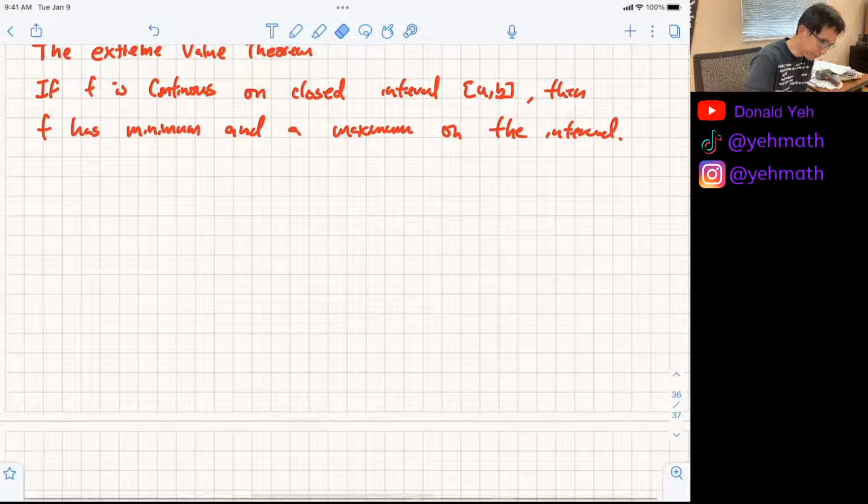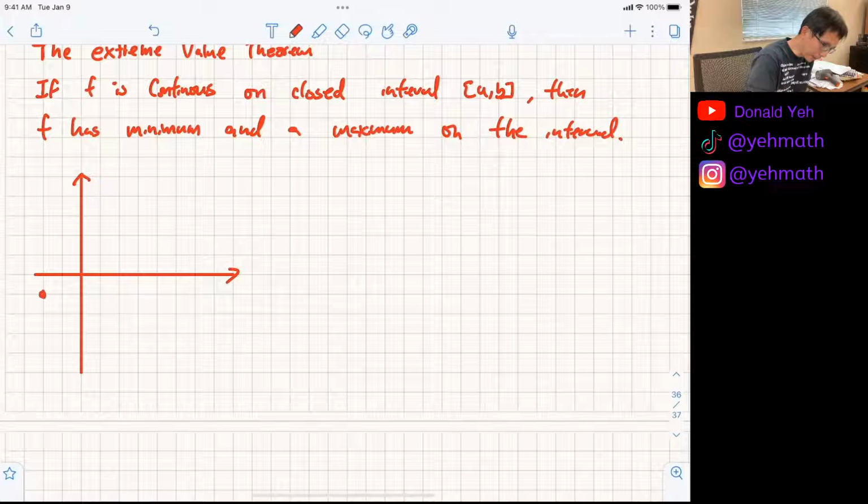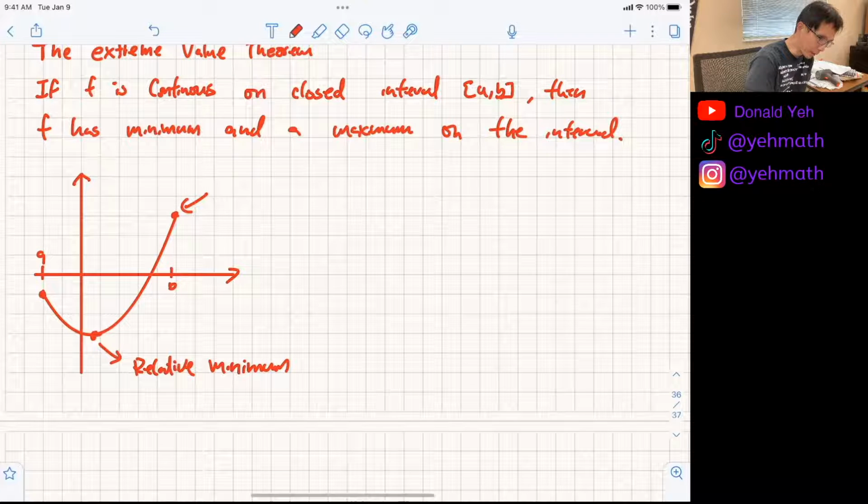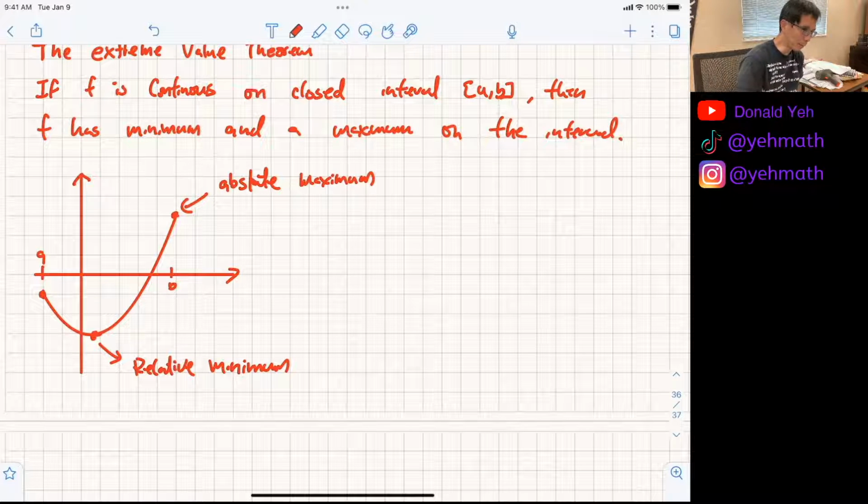Now, if I have some graph like this, so this is A, this is B. You can have, say, this point is a relative minimum. And you can say this point is called an endpoint minimum, but in this case it is absolute. Absolute maximum. Now here is a relative minimum. Now why is it relative?